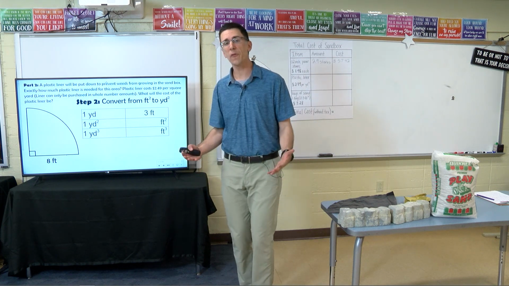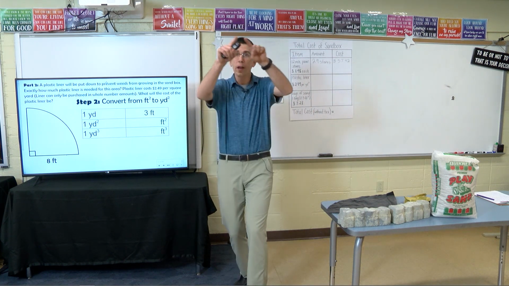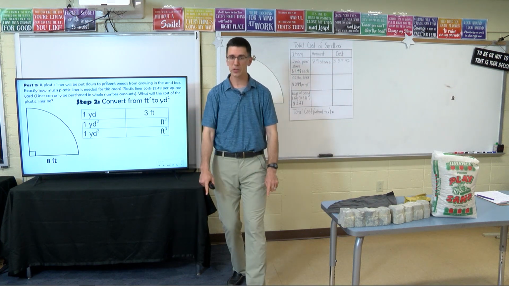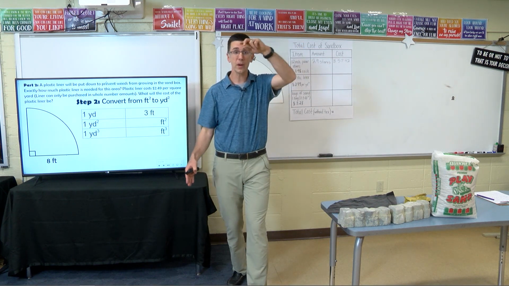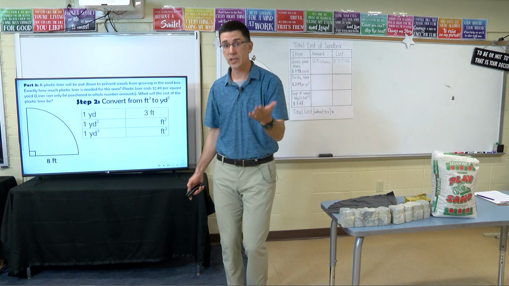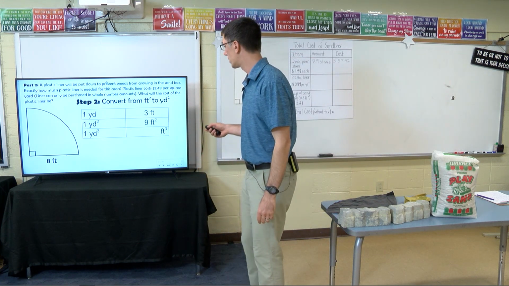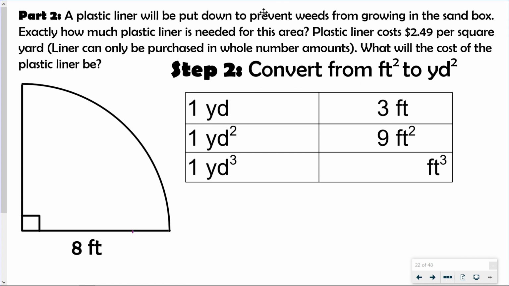But how many square feet are in a square yard? If you created a square that was a yard by yard, that would be 3 feet by 3 feet, which is 9 square feet. What about a cubic yard? If you had a yard by yard by yard, and you formed a cube that was a yard in length, width, and height, that would be 27 cubic feet. Now, we're using square yards and square feet, so this middle row here is what we will use.